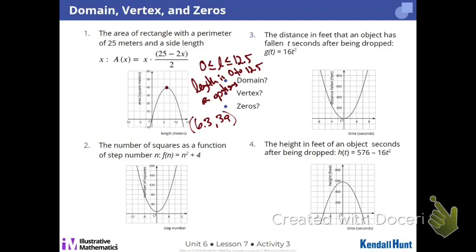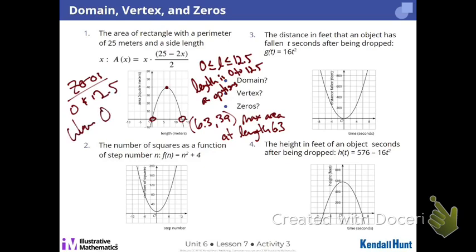And in context, what the vertex is, is the max area at side length 6.3. That's our max area at side length 6.3. And lastly, our zeros. They're right here and right here. Zeros are 0 and 12.5, and that is when 0 area happens. The output is 0 at those points.